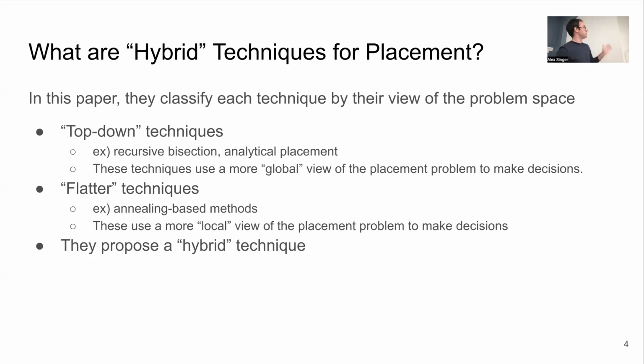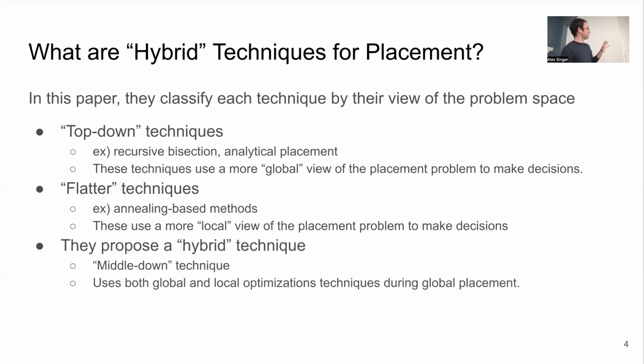In this paper, they propose a hybrid technique, which is what they call the middle-down technique, just more alphabet soup. It uses both global and local optimization techniques during their global placement. They also use it a little bit in their detailed placement, but their detailed placement is kind of interesting, so we'll talk about that today. So that's what they mean by hybrid. It's not quite analytical placement's global view. It's not quite annealing's local view. It's a mixture where they jump in and out of global versus local views of the problem. I'll make that clear when we get into the algorithm.